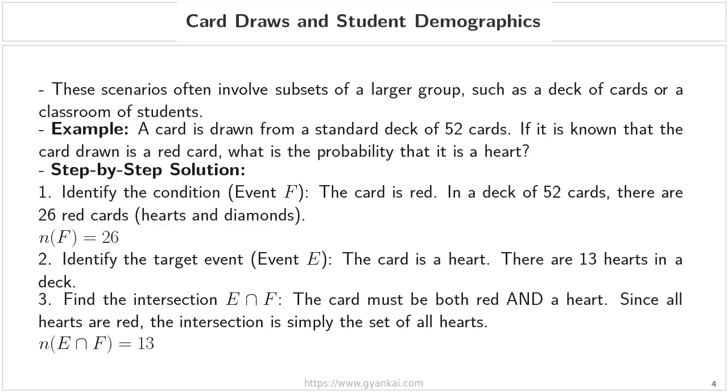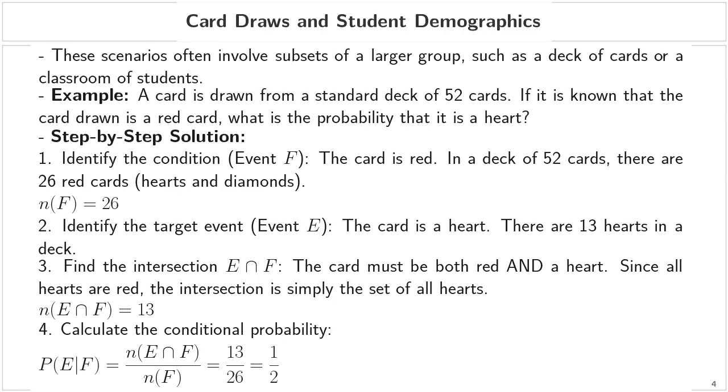Third, we must find the intersection of these two events, which is written as E intersection F. This represents the outcomes that satisfy both conditions. The card must be red, and it must be a heart. Since every single heart in the deck is already a red card, the intersection is simply the set of all 13 hearts. Therefore, N of E intersection F equals 13.